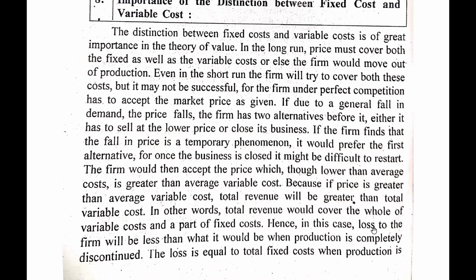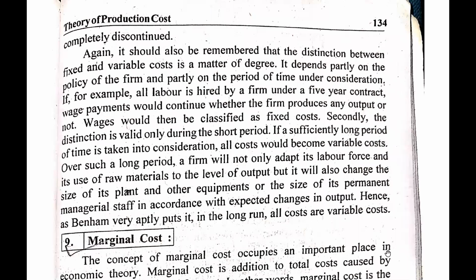Hence, in this case, loss to the firm will be less than what it would be when production is completely discontinued. The loss is equal to the total cost when the production is completely discontinued. So guys, this is the distinction between variable cost and fixed cost.